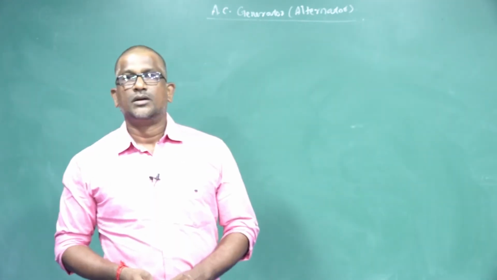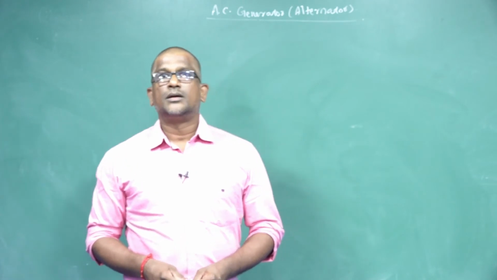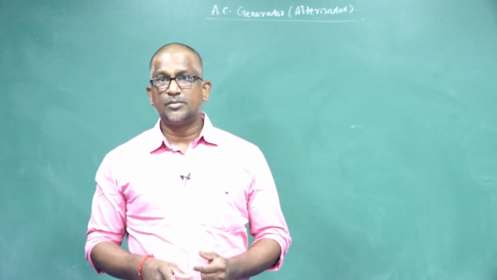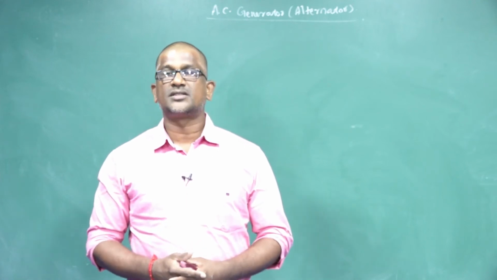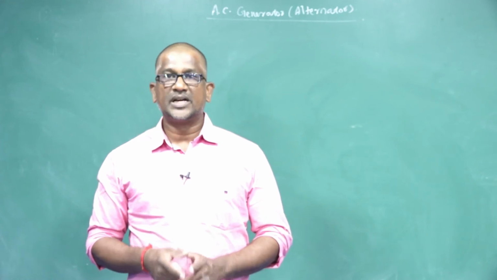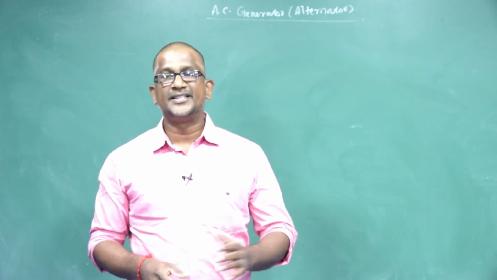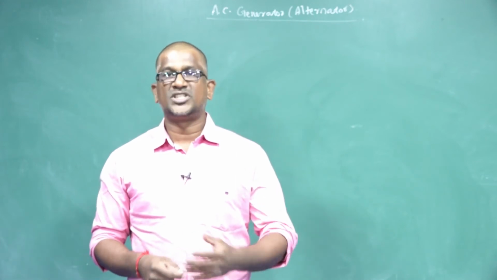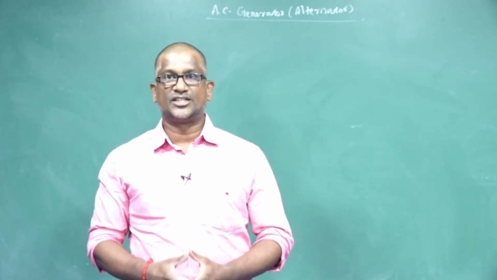As I already told, a generator is also called an alternator. It was first devised by the Yugoslav scientist Nikola Tesla. An alternator is an energy conversion device because it is used to convert mechanical energy into electrical energy, and the working principle of a generator is electromagnetic induction.